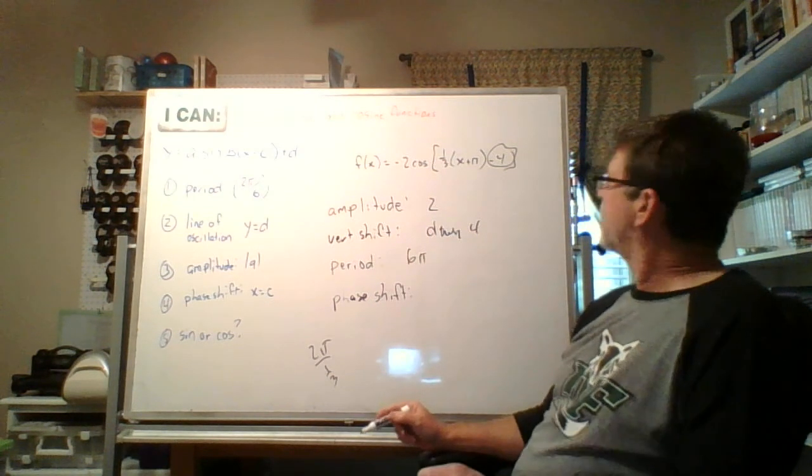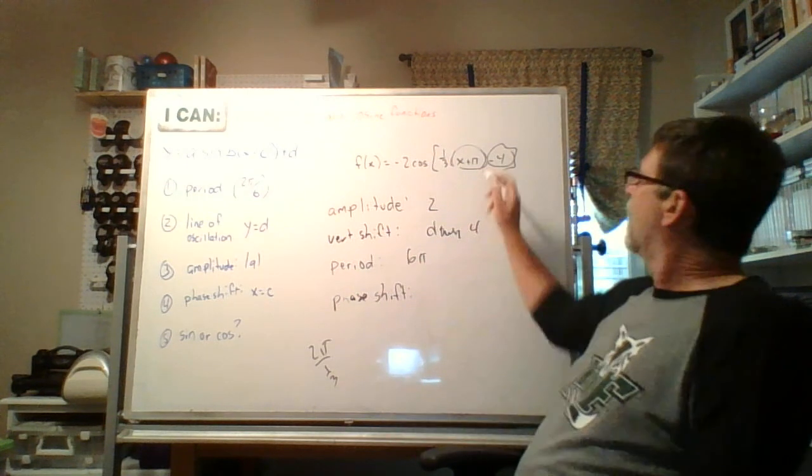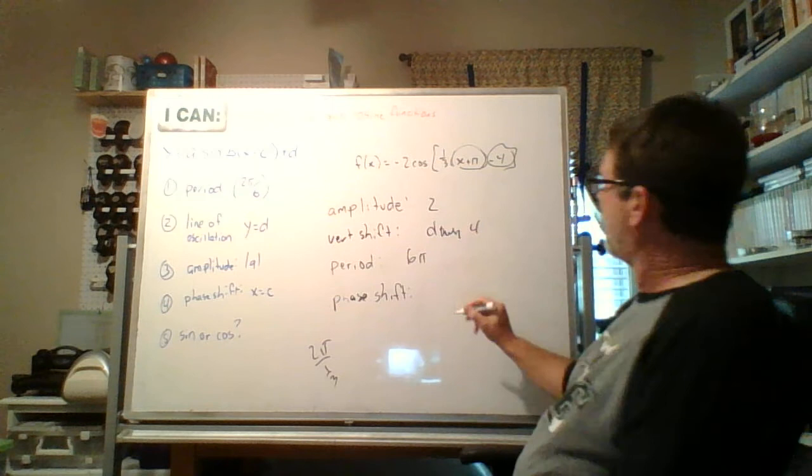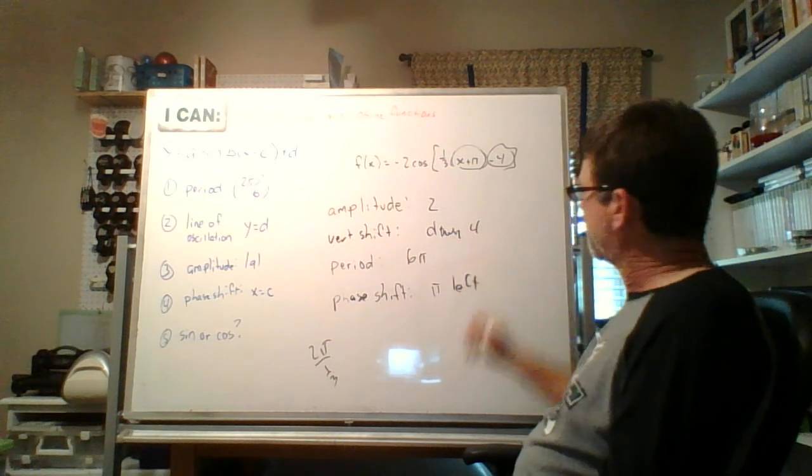And finally, the phase shift. Remember, things in parentheses are opposite of what you would think. X plus pi tells me that this graph is shifted pi units to the left.